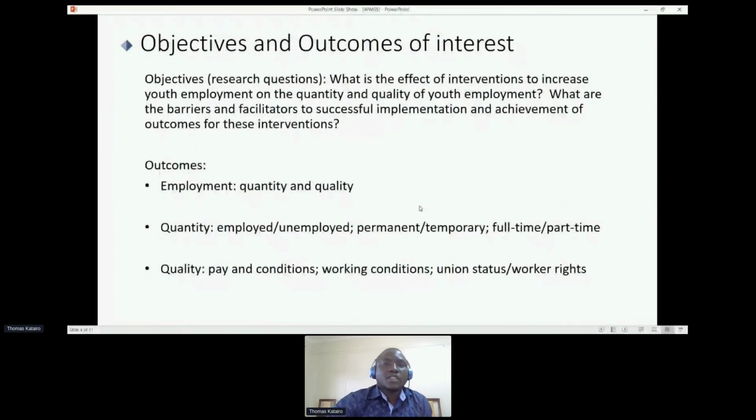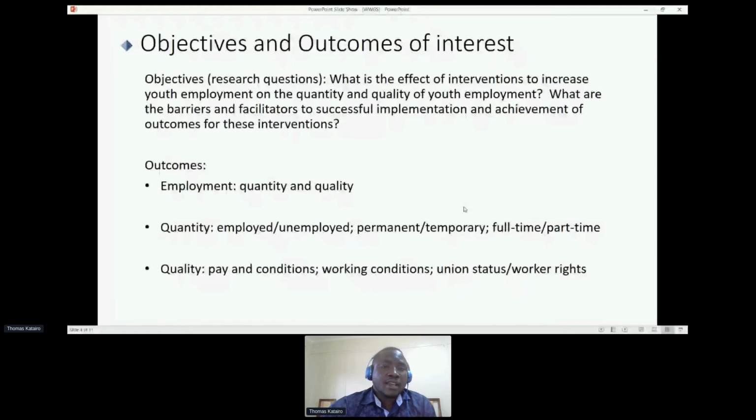So just to give the objectives and outcomes of interest for our project, we are trying to look at the interventions that are helping to increase youth employment, both in quantity and quality. For the qualitative part, we are looking at the barriers and facilitators to successful implementation, and this is where the process evaluation comes in. Then in the end, we shall see the achievement of the outcomes of these interventions. The first part is mainly the impact evaluation, where we did the first EGM. The second is the process evaluation, where we look at barriers and facilitators for the successful implementation of these interventions.